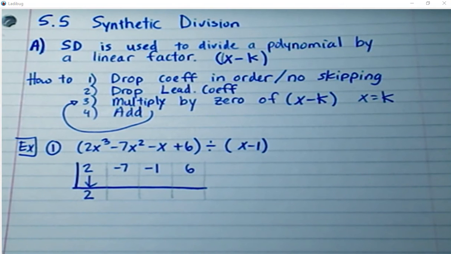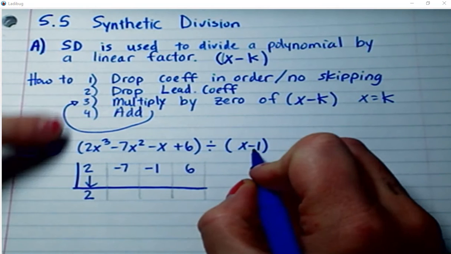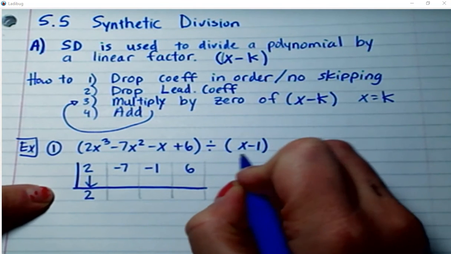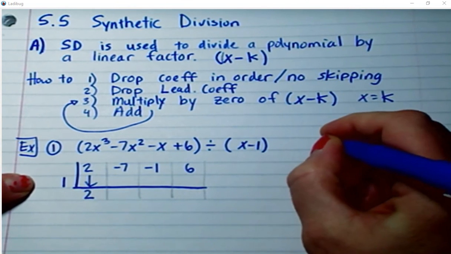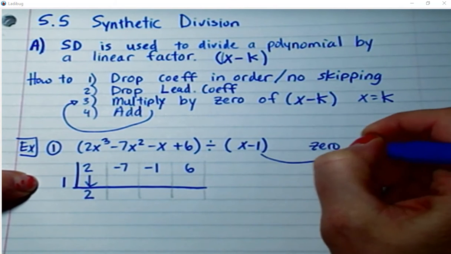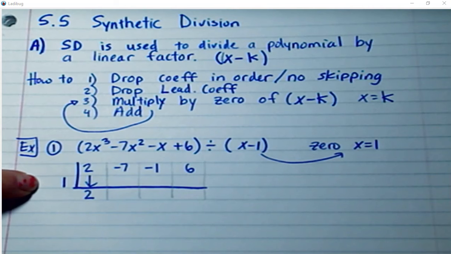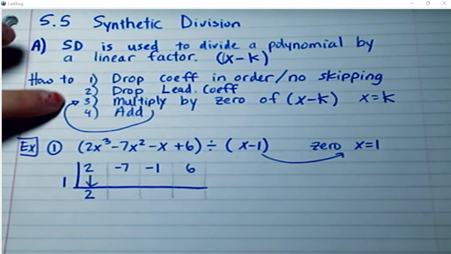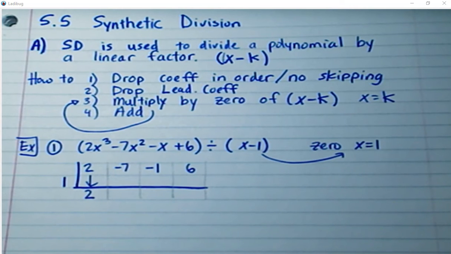Okay, so drop, drop, multiply. Multiply by the 0 of this factor. So that is x equals 1. The 0 is x equals 1. Drop, drop, multiply. Okay. I'm going to switch colors because that's the setup. I haven't actually done anything but copy the things off of the problem. So now I'm actually going to do the division.